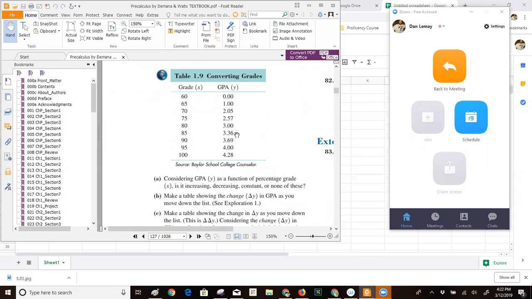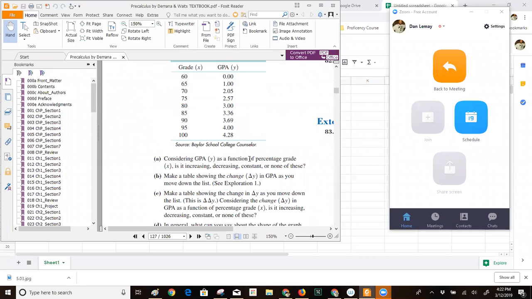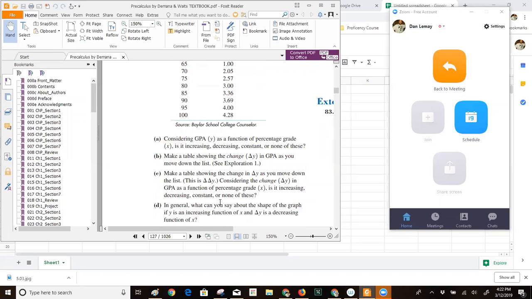Is it increasing, decreasing, constant, or whatever? And then they want us to find the change. How much is the y changing? So basically, that's the slope, right? And then they're asking how much the change is changing. How much is the slope changing? So we'll do some more subtractions, and then we're going to talk about the shape a little bit.